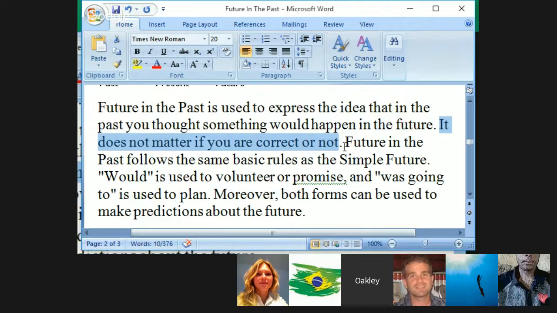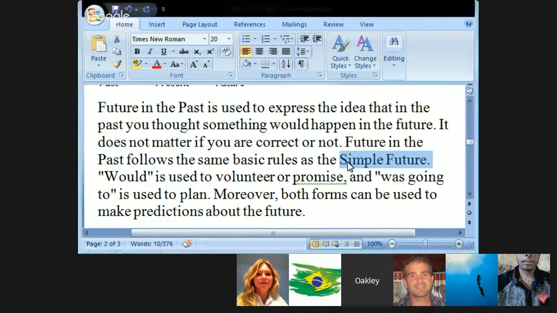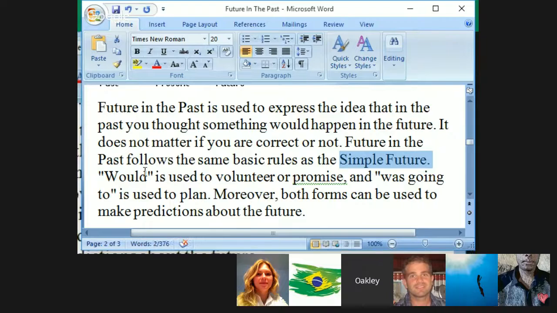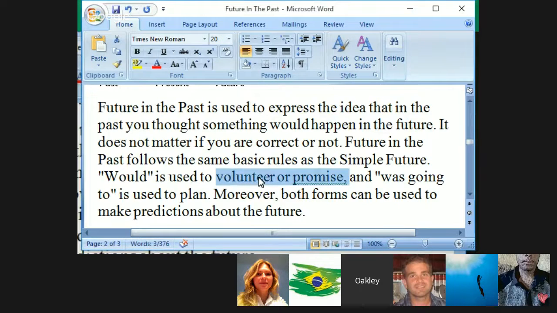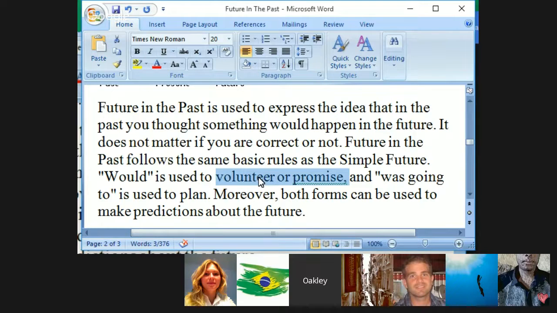Future in the past follows the same basic rules as the simple future. Okay. In the simple future, of course, we're talking about will and am going to. Okay, the same idea here. Will, or in future in the past, would, is used when you are volunteering or promising something, offering to do something. I will carry your bags. He said he would carry my bags. If you see the idea. Okay, you're volunteering or promising.